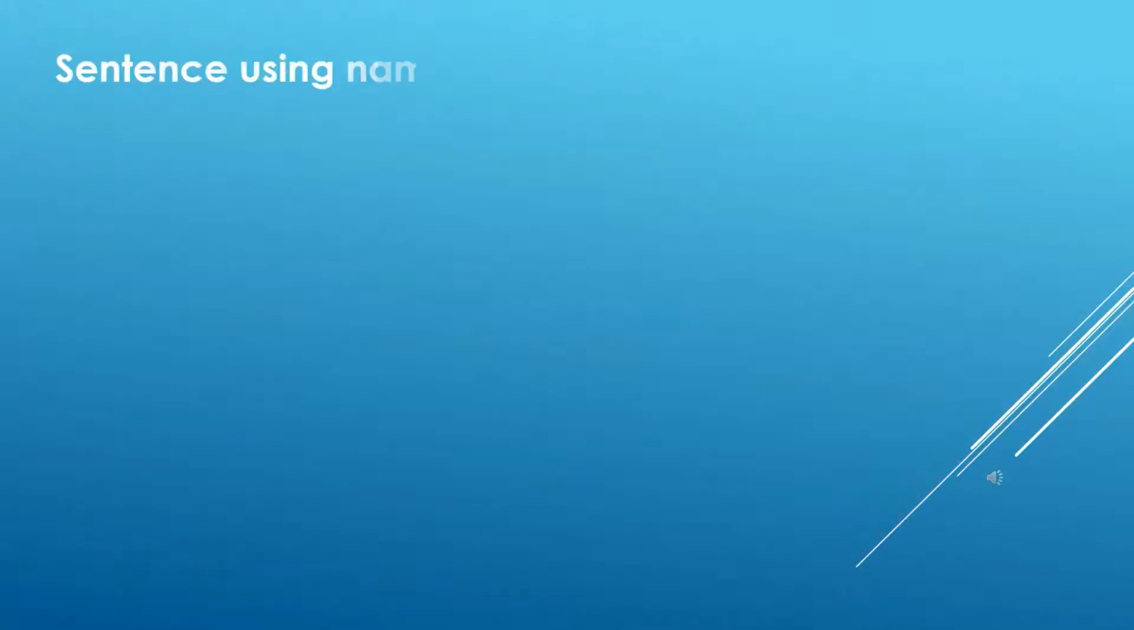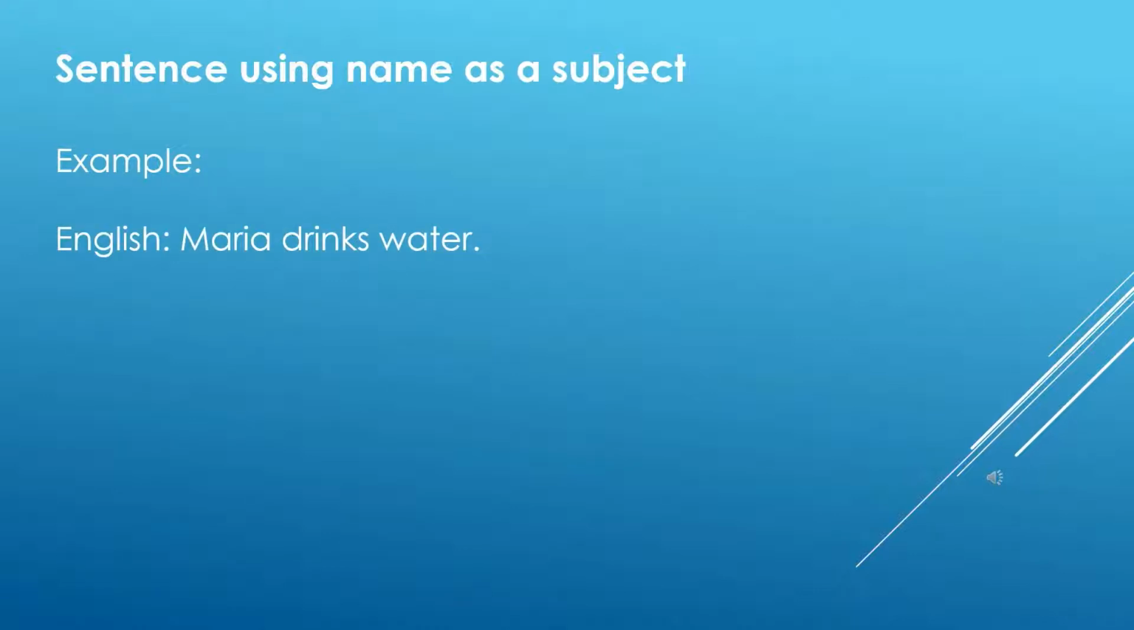I will also give an example of a sentence using a name as a subject. In English, Maria drinks water. In Bisaya, nag-inom si Maria og tubig. As you notice, there is a word si before the name Maria. Si will always be in the sentence if you use a name as a subject.